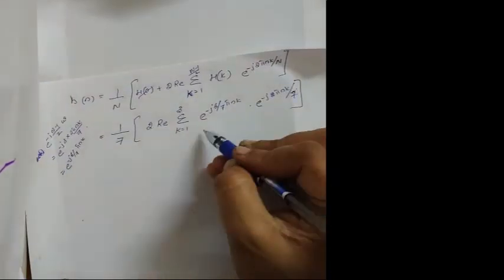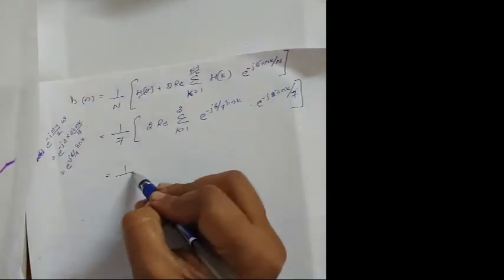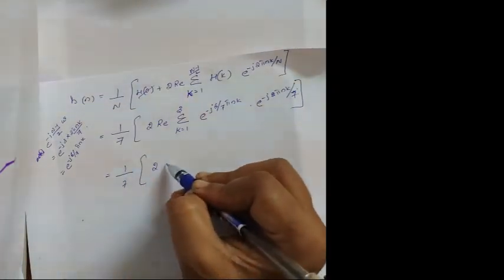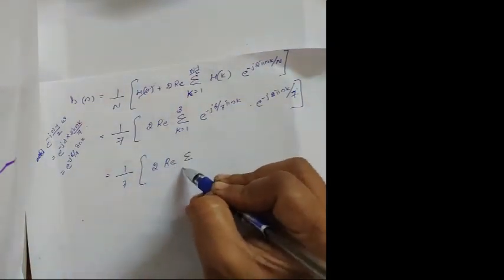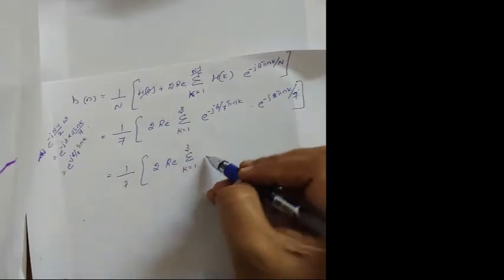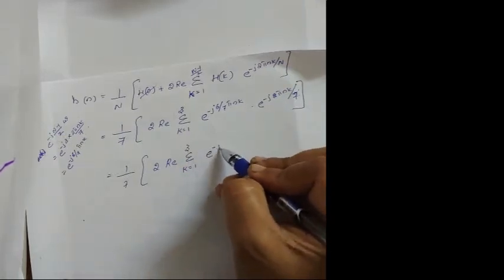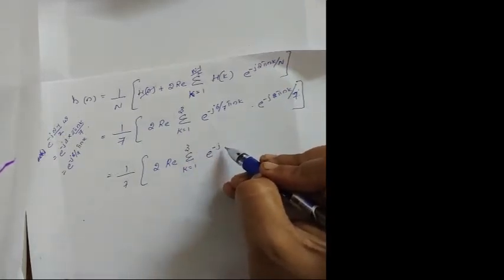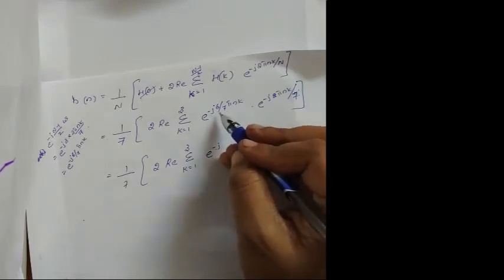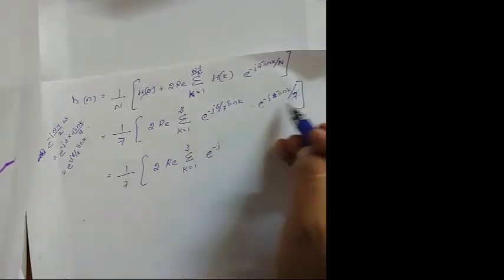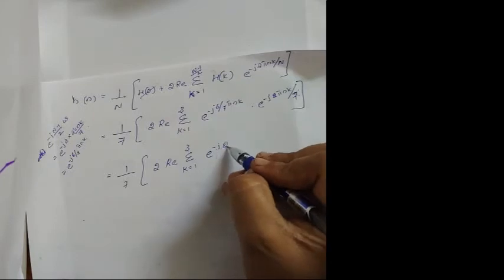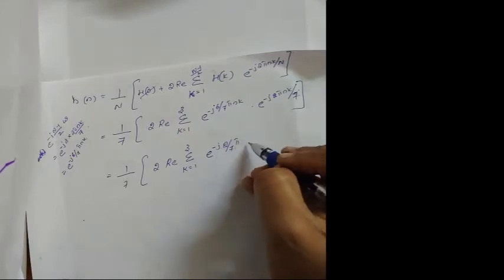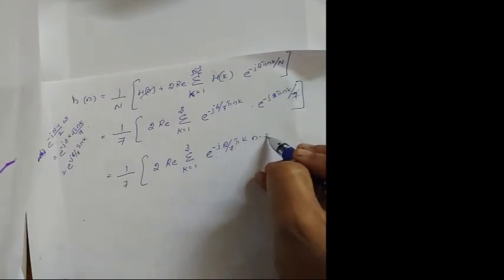Okay. Now you are comparing these two, you will get 1 by 7 into the real term of summation k equal to 1 to 3 e raised to minus j. Okay, you are taking 6 by 7 and 2 by 7, you will get 2 by 7 pi k into (n minus 3).